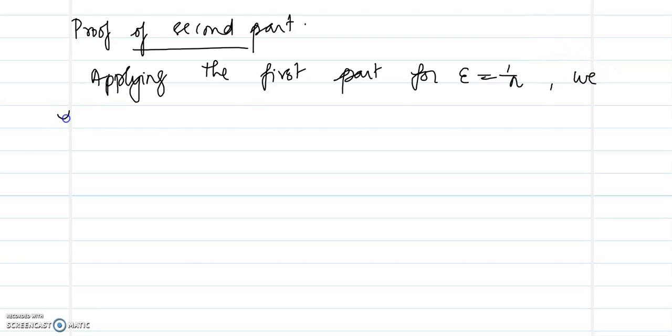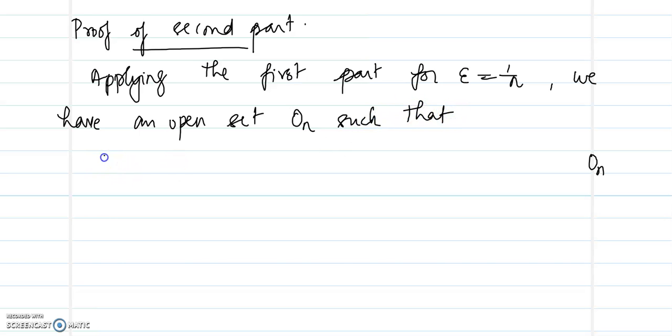So for epsilon equal to 1 by n, let us consider the open set O n. For epsilon corresponding to the open set O n, consider A. So we will get m star of O n less than or equal to m star of A plus 1 by n. So we have an open set O n such that A is contained in O n, and m star of O n will be less than or equal to m star of A plus 1 by n.